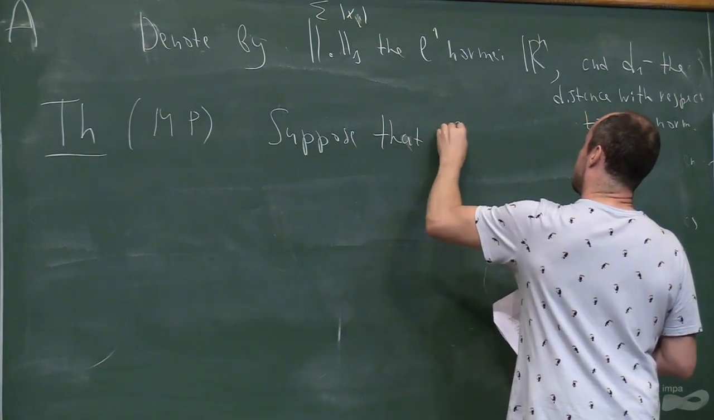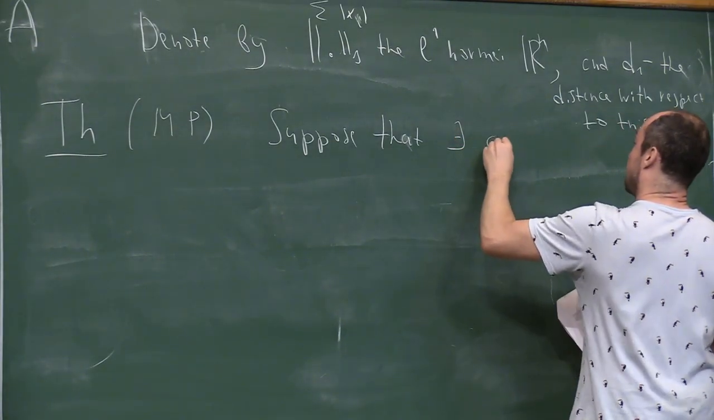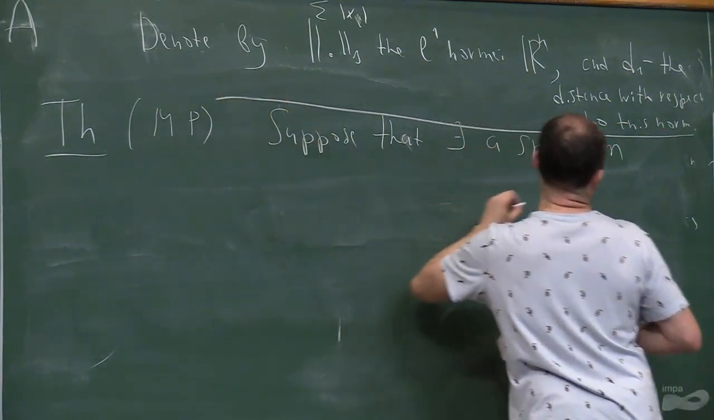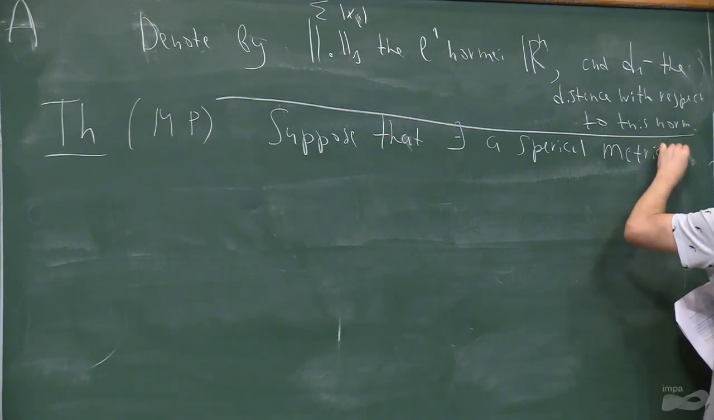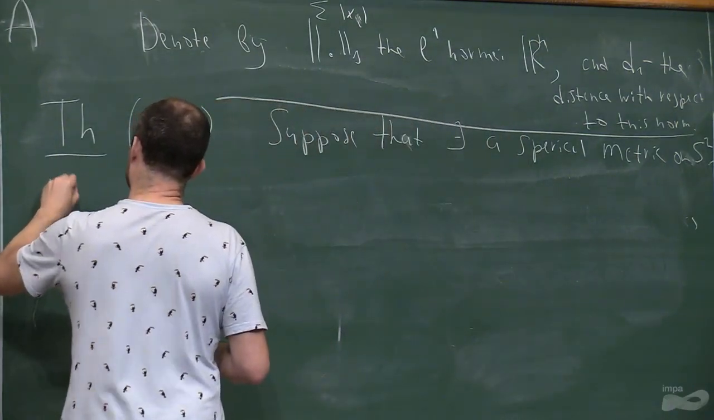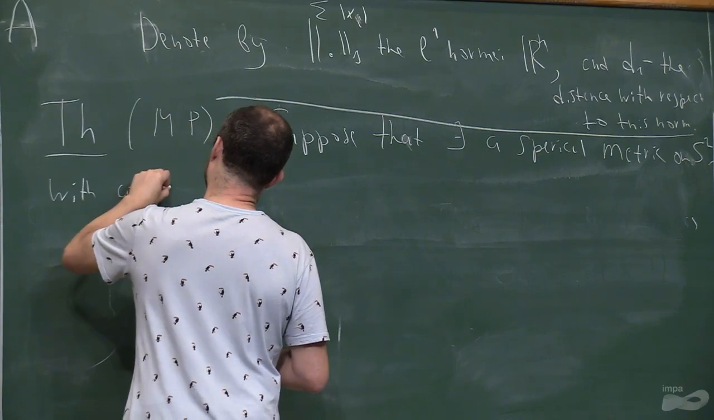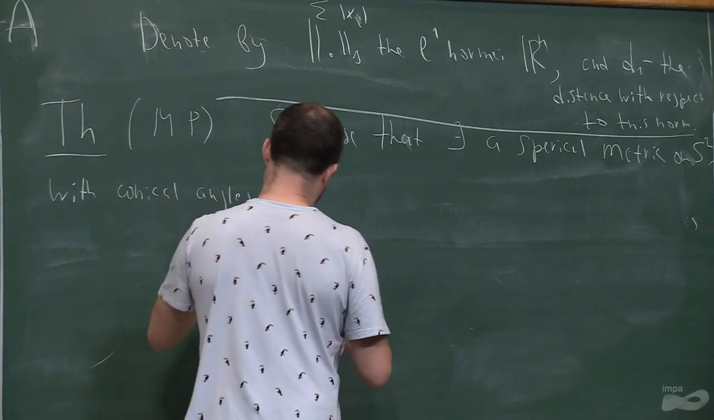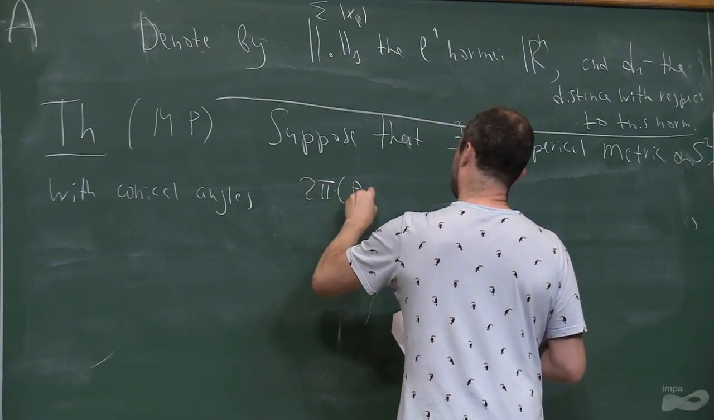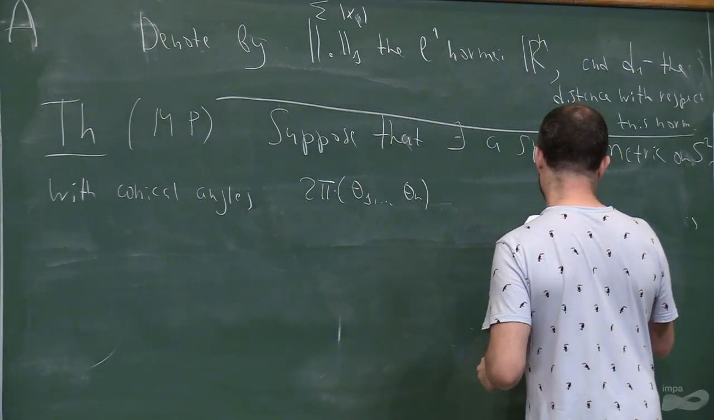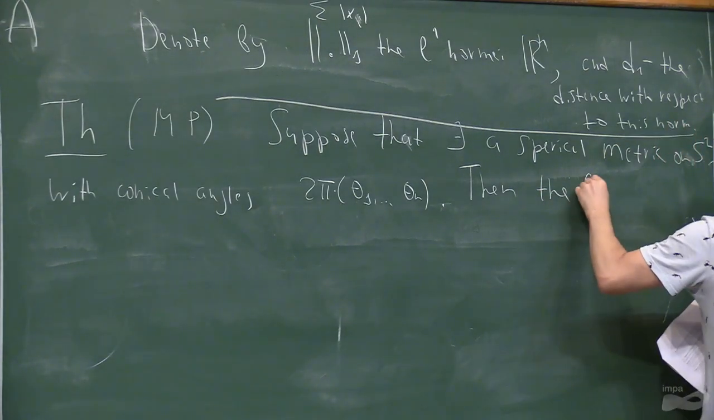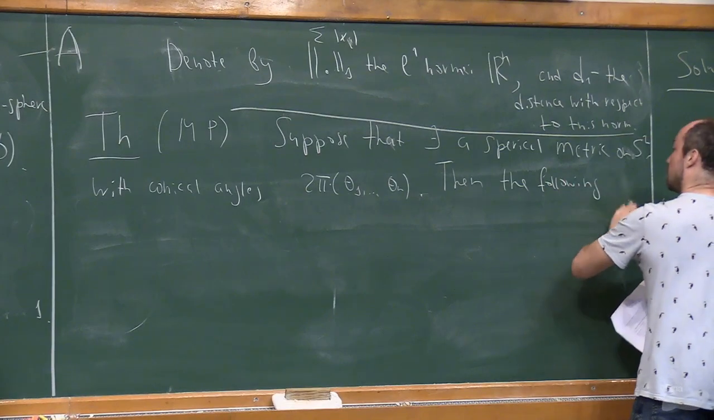Suppose that there exists a spherical metric on a two-sphere with conical angles 2 pi theta 1, etc., theta n. Then the following inequalities hold.